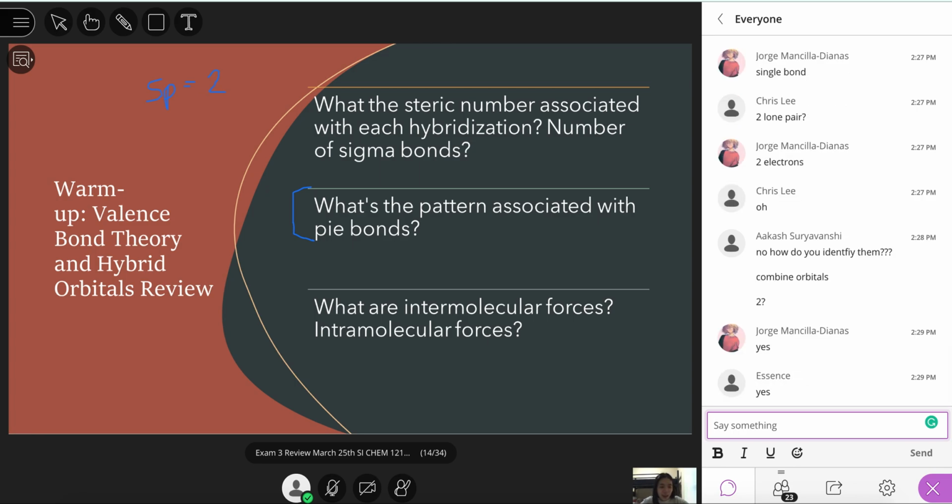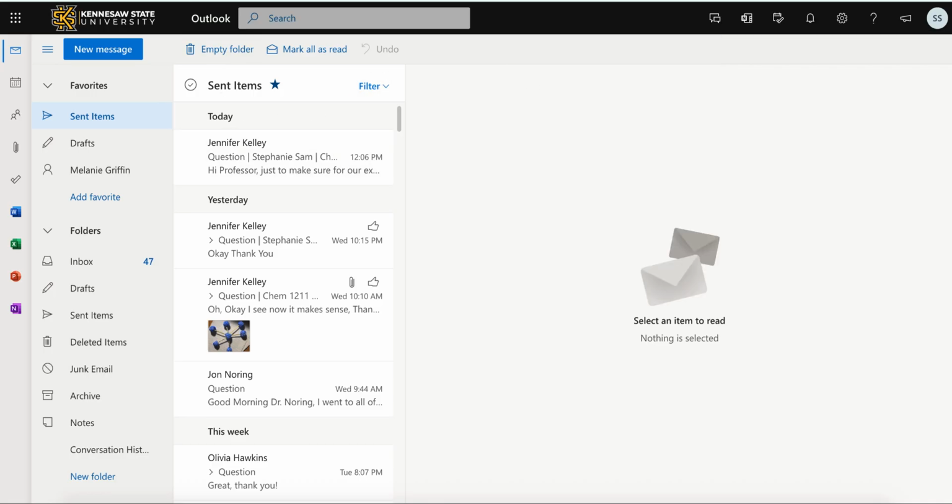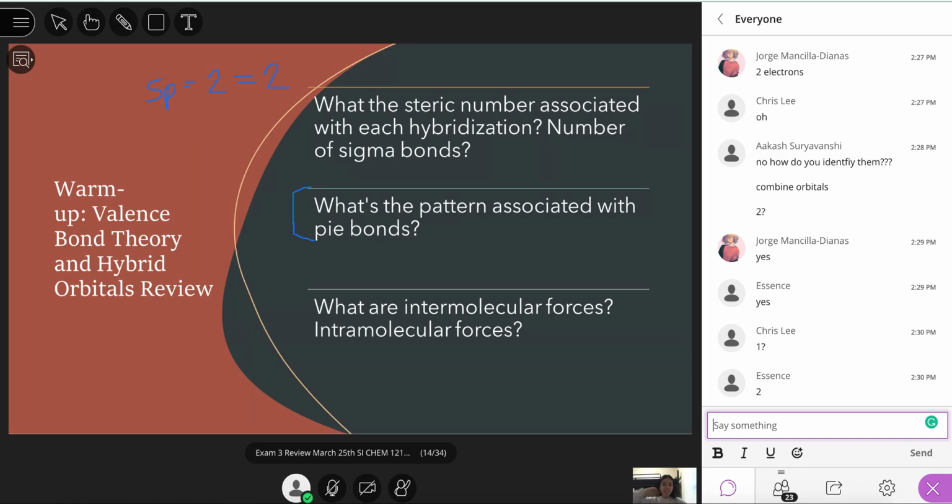So once we have that, what are the sigma bonds associated with it? What's the number? Does anyone know the sigma bond? Once you know this, it'll be really easy. Again, it's another process. What's the number of sigma bonds? You can just guess, it's okay, your best guess. 1. Okay, close. It's gonna be 2, exactly.